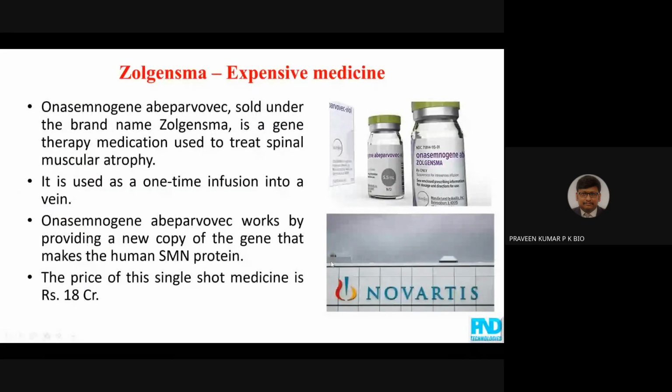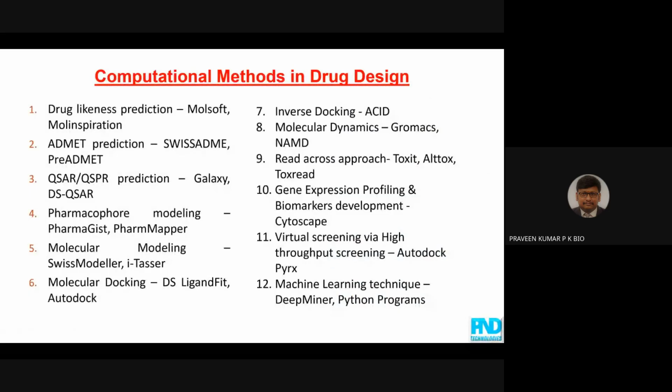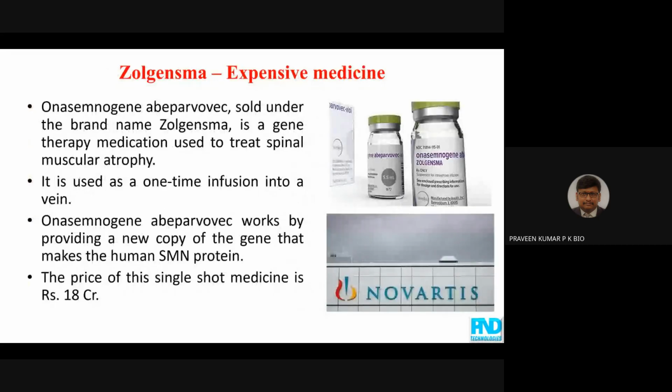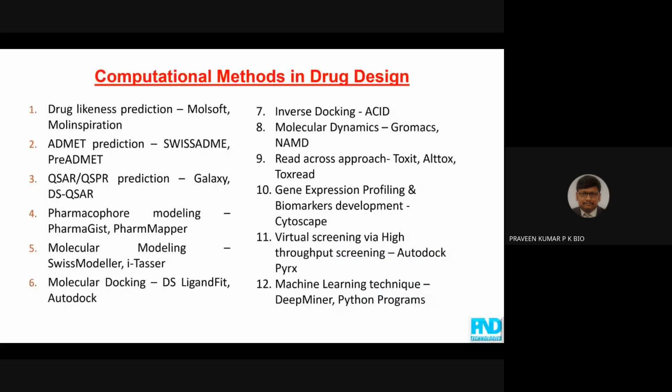So now we understand the importance of drug design. This drug is manufactured by Novartis, the only company which has a medicine for spinal muscular atrophy. Now, let me take you to the computational methods in drug design. So, we have drug likeness prediction, ADMET prediction. Actually, I am taking courses like artificial intelligence and machine learning approaches in drug and vaccine design. This is also a 15 days course.